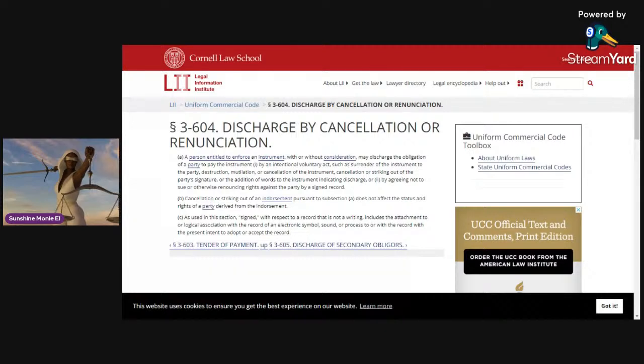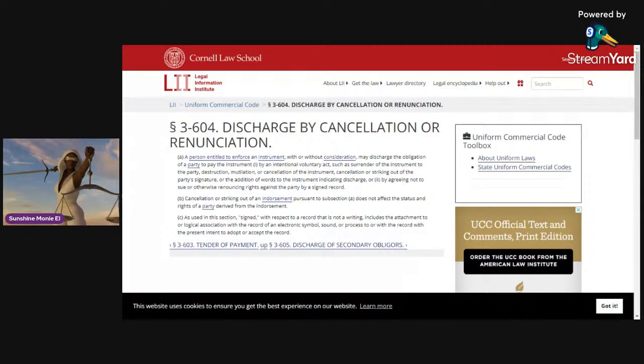Or 2. By agreeing not to sue or otherwise renouncing rights against the party by a signed record. What are you looking at? Oh yeah, your own B. B. Cancellation or striking out of an endorsement pursuant to subsection A does not affect the status and rights of a party derived from the endorsement.